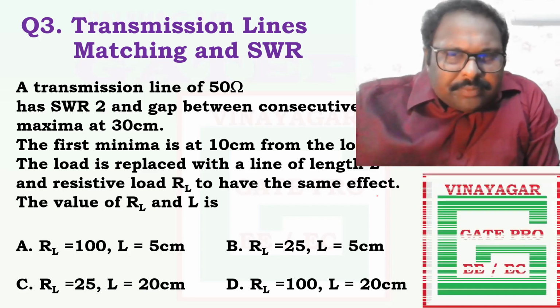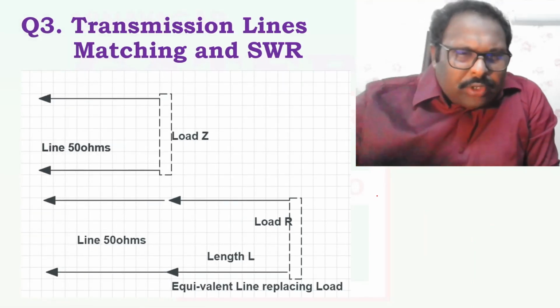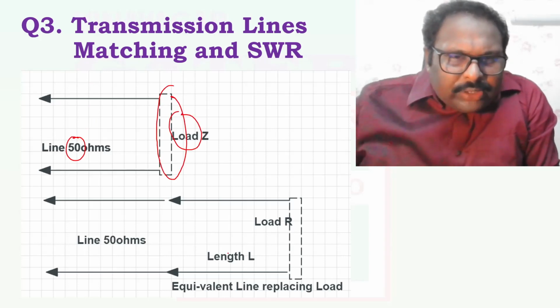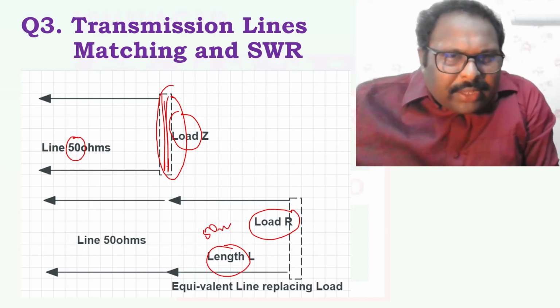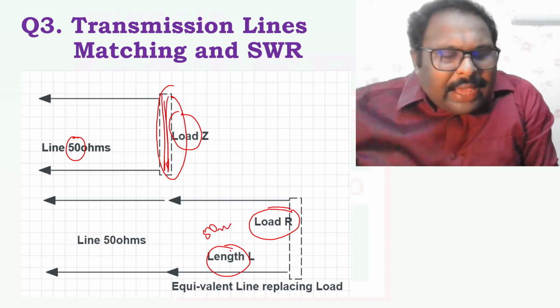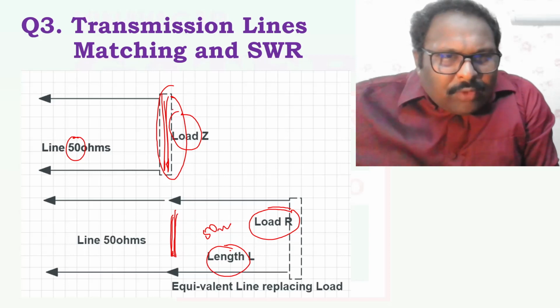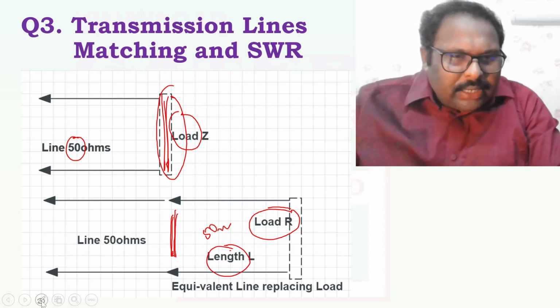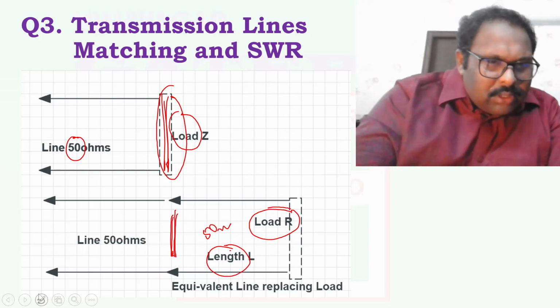So look at what the question says. You have a transmission line here of 50 ohm and a load Z. That's what you can see here. 50 ohm and a load Z. You are replacing this load now with a line of length L and a resistive load of R with the same characteristic impedance 50 ohm. So that whatever the load is offering, that impedance this load and length L should offer. The impedance here should be the same as what this load was offering. What length will satisfy it? That's the question. Just give me a second.